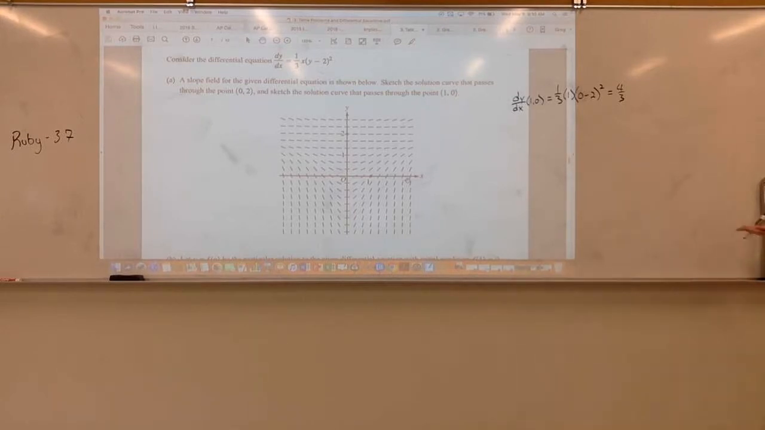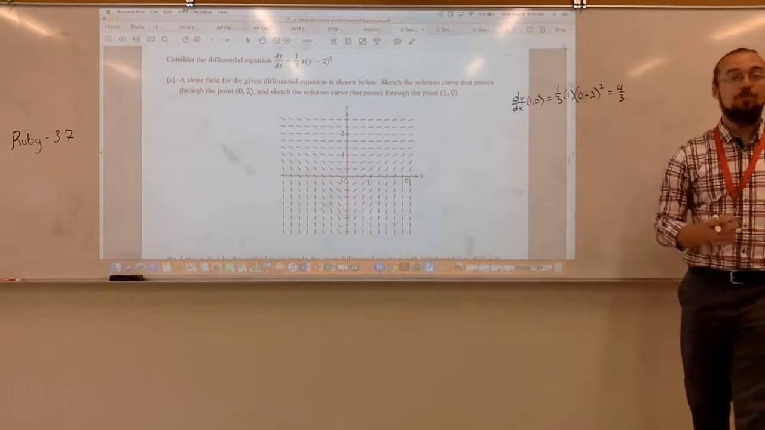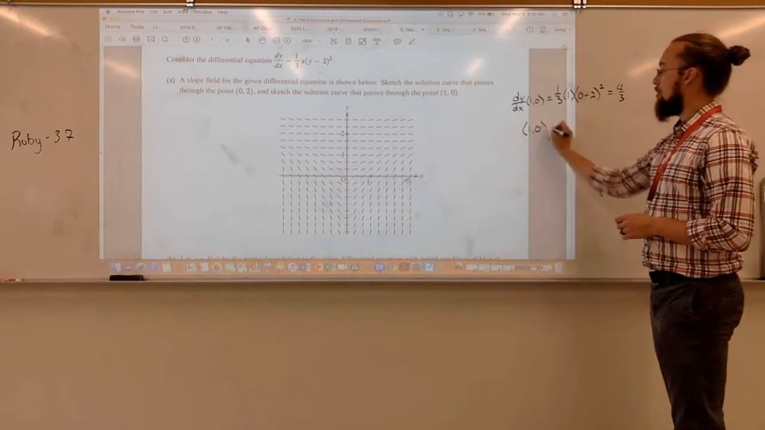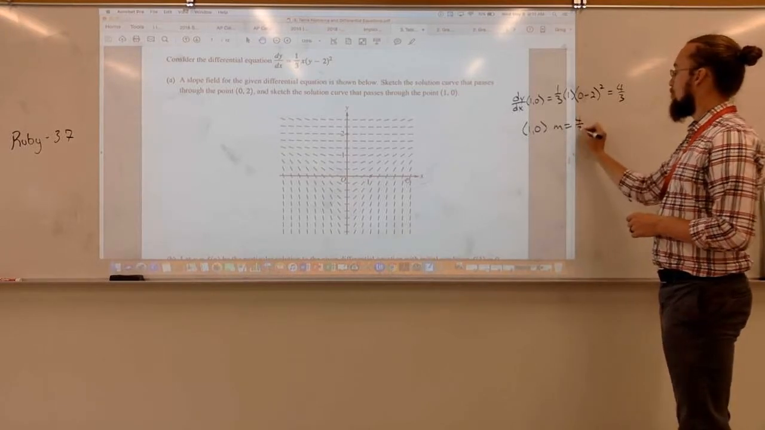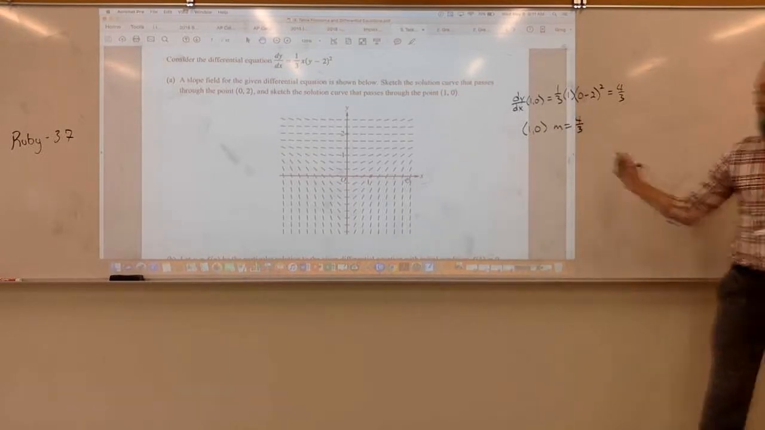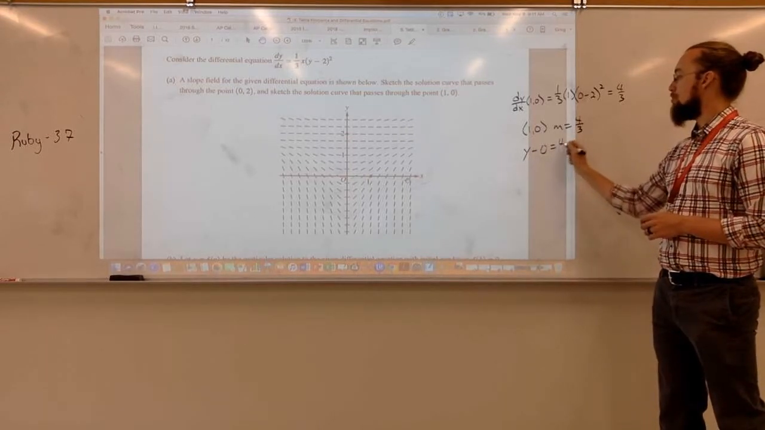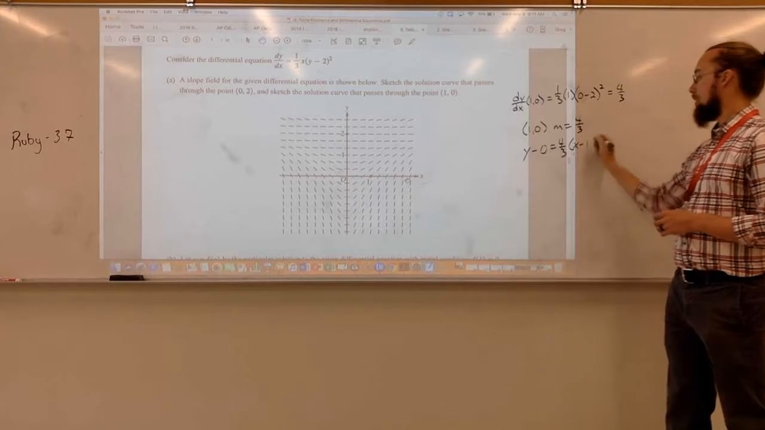So I've got all the information I need now. The slope is 4/3 at the point 1, 0. So m equals 4/3. Write the equation of the line: y minus 0 equals 4/3 times (x minus 1).